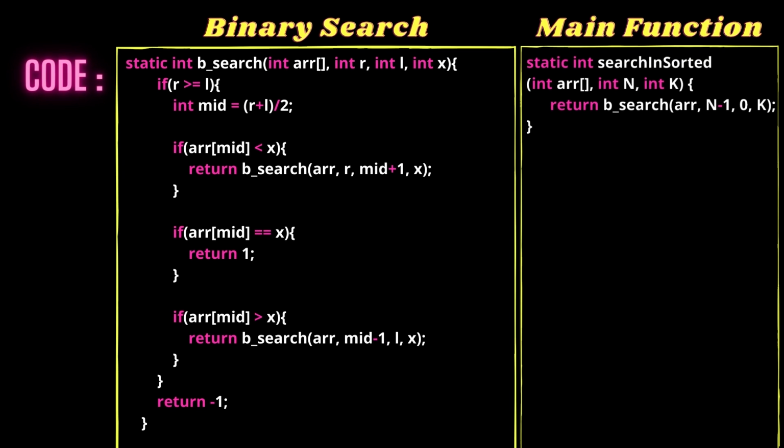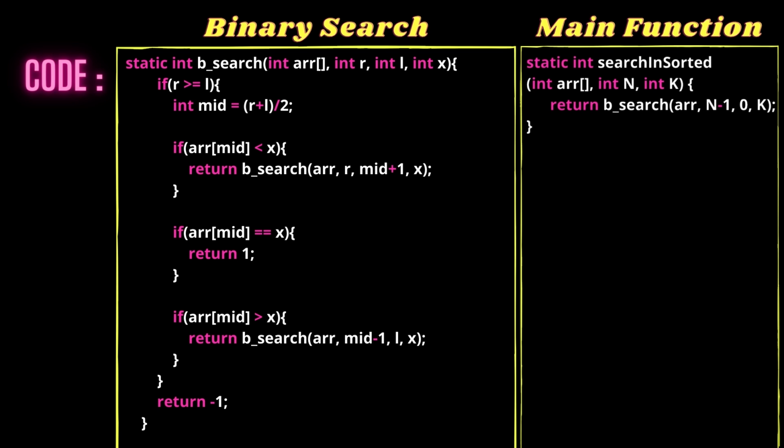Let's jump into the code. First, we'll have a look at the main function. In the main function, we have returned the binary search function. In the binary search function, we have passed the array, right index that is n-1, left index that is 0, and the key we have to search that is k.